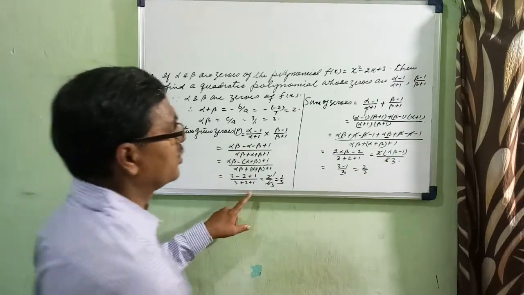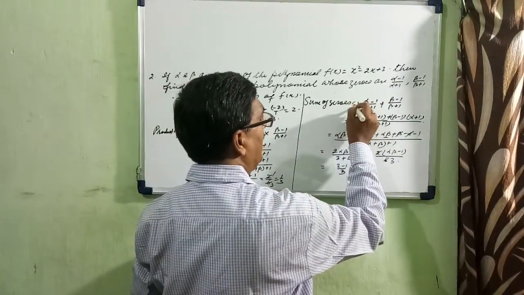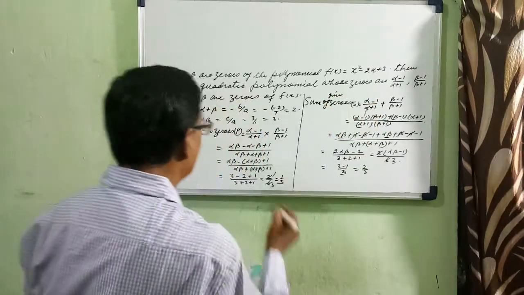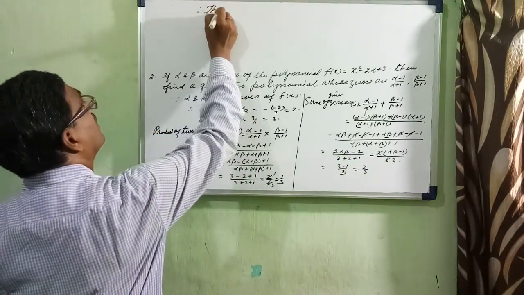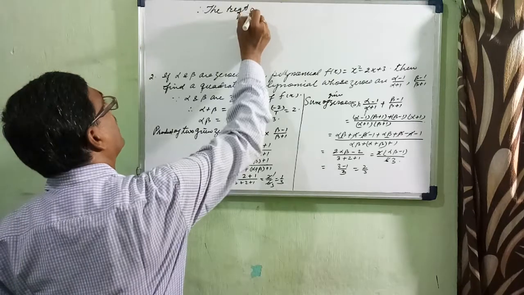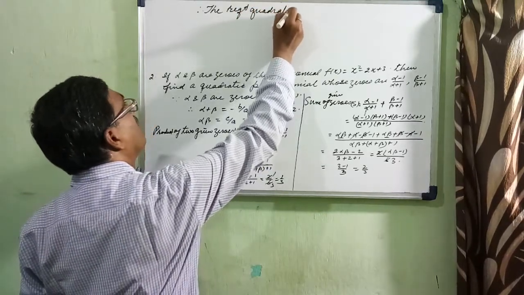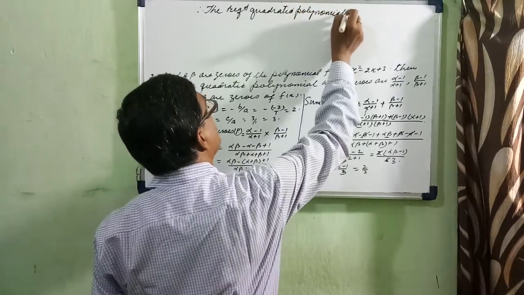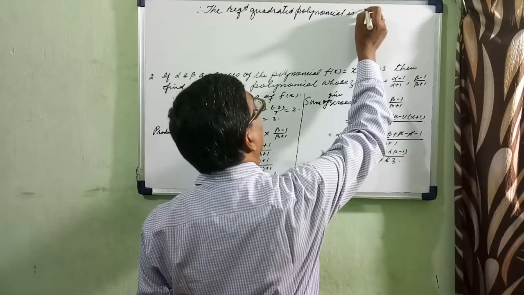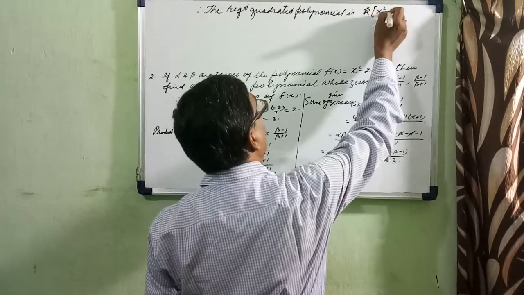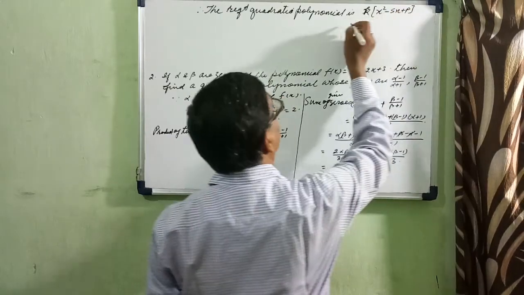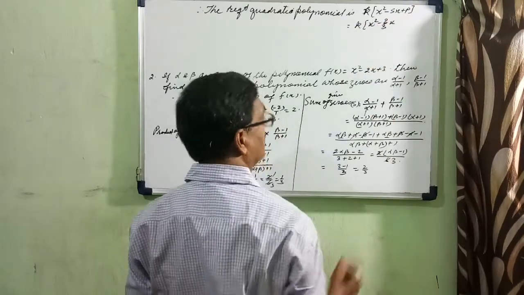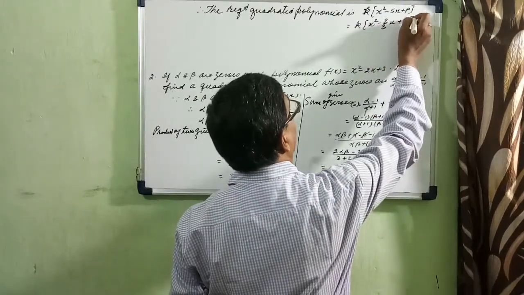This is the product of the zeros. Sum of the zeros is equal to sum of the given zeros, in fact. Now, therefore, the required quadratic polynomial is k into x square minus Sx plus P, k into x square minus 2 by 3 x plus 1 by 3.